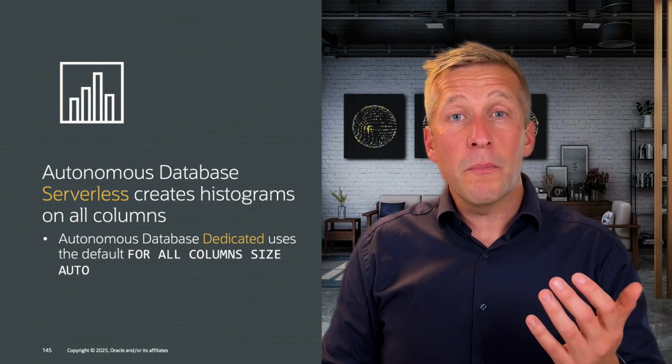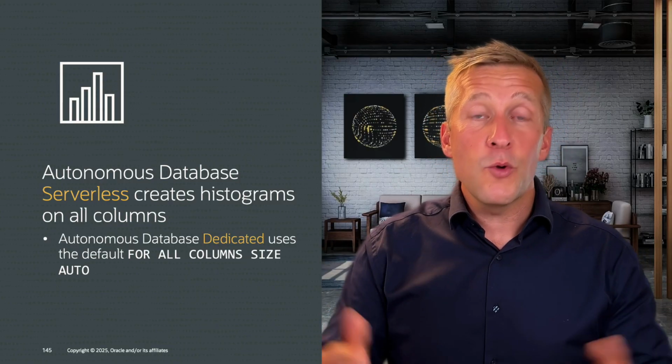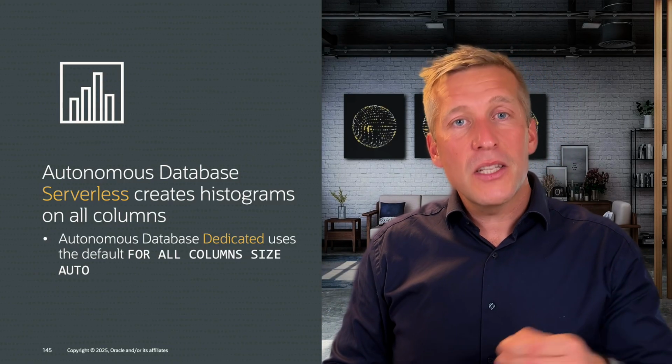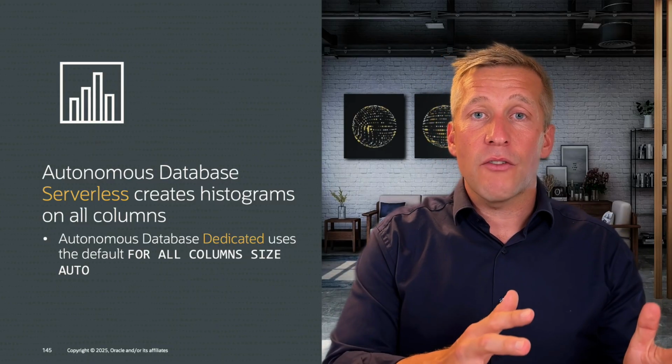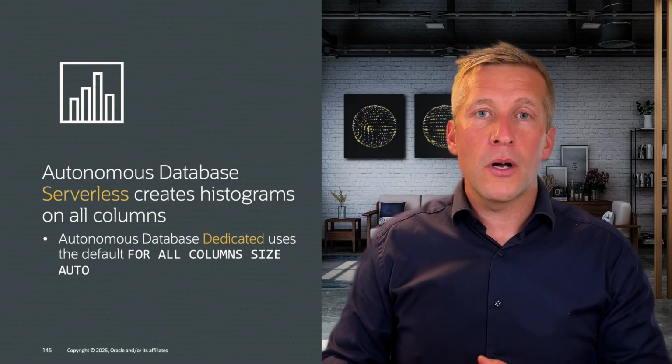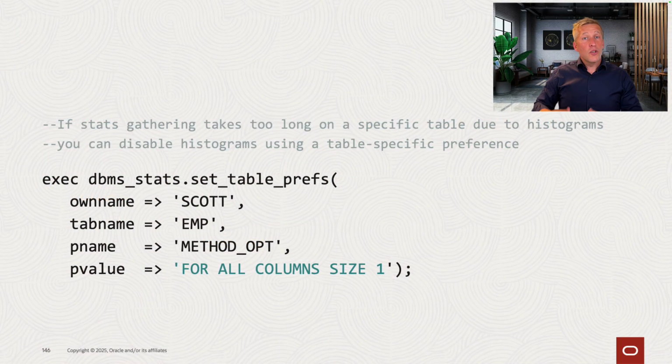This is of course a big benefit when we need to come up with a new plan, but it can actually take some time to calculate the histograms for all the columns. So if you have specific tables where you want to disable the histograms, you can set a table preference and set the value to FOR ALL COLUMNS SIZE 1, which effectively will disable histograms for just those columns.